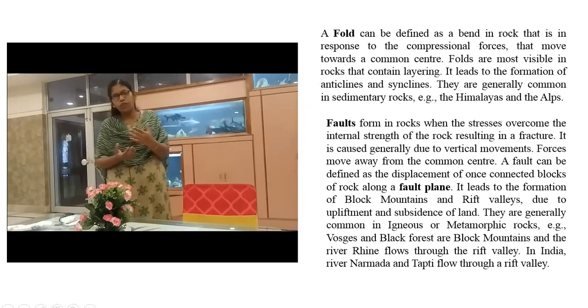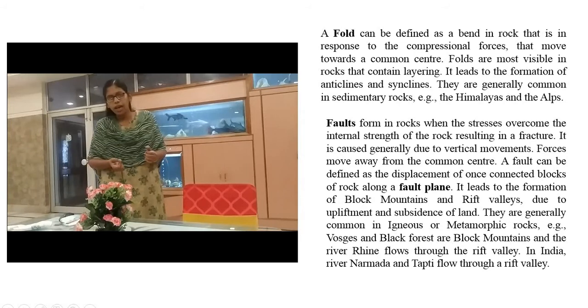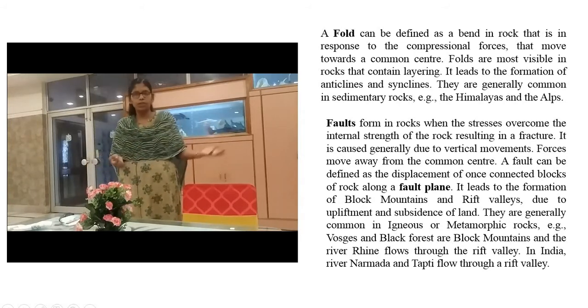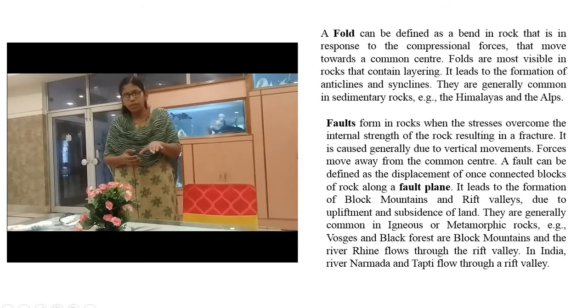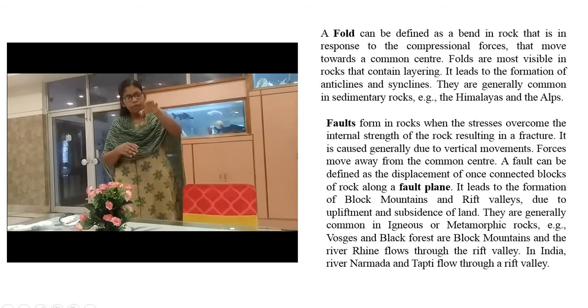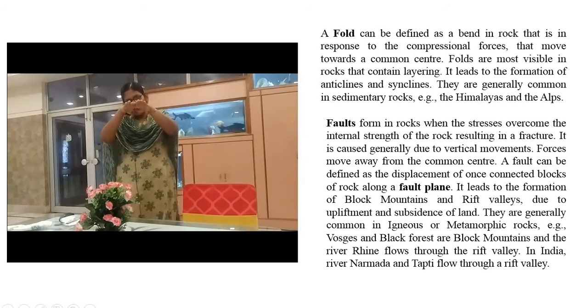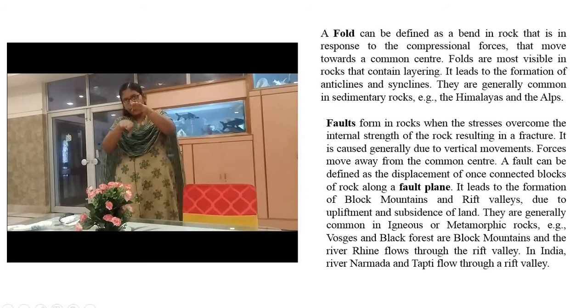It leads to the formation of block mountains as well as your rift valleys due to the upliftment and subsidence of land. Because I have told you, when the land is moving, the movement happens like this. There is a sliding, or it subsides. So when it is subsiding, a fault plane is happening here, and there is a subsidence of our next part.